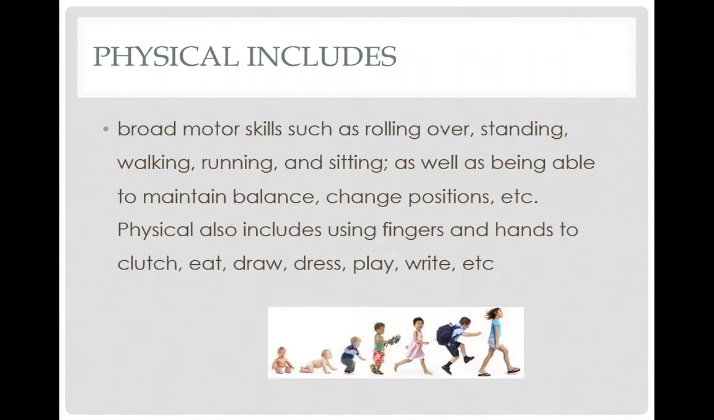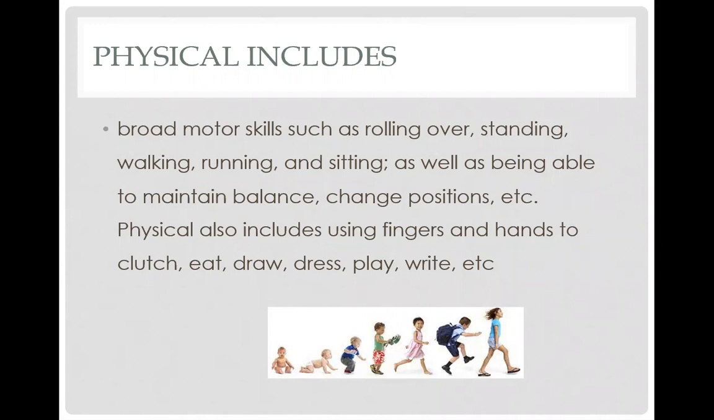So, let's see what physical means. Physical development involves these 2 categories: broad motor skills and fine motor skills. We will discuss these things. Broad motor skills are such as rolling over, standing, walking, running, and sitting, as well as being able to maintain balance, change positions, etc. There are some other areas. There is another skill called fine motor skill.